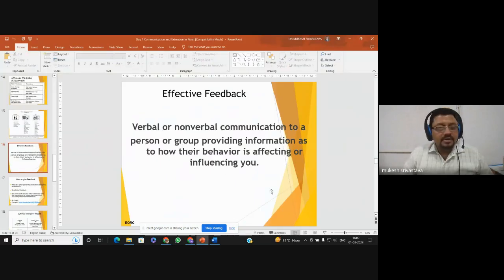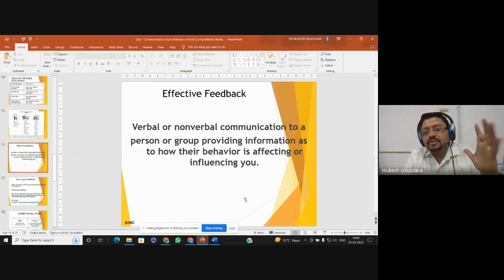Now, till now we were talking about how we are going to pass on the message. Now I'm going to talk about how we'll receive the feedback. Effective feedback is verbal and non-verbal communication to a person or group, providing information as to how their behavior is affecting or influencing you. That means you can provide the feeling or the sentence to them about how much that particular communication is affecting you. That is basically called effective feedback.